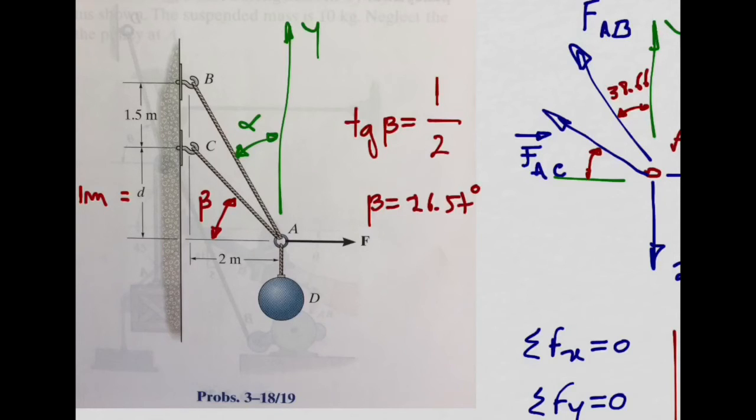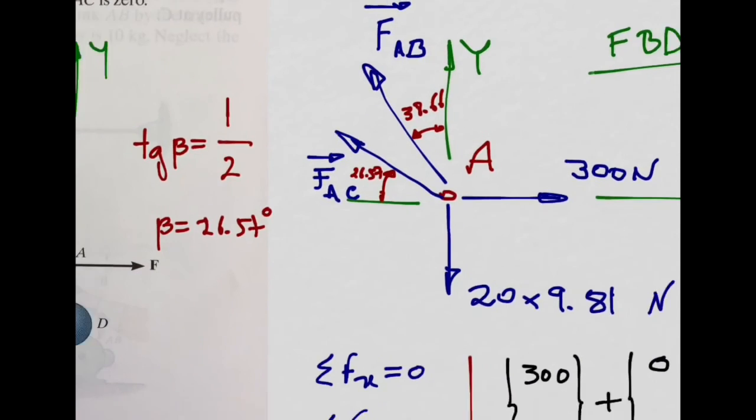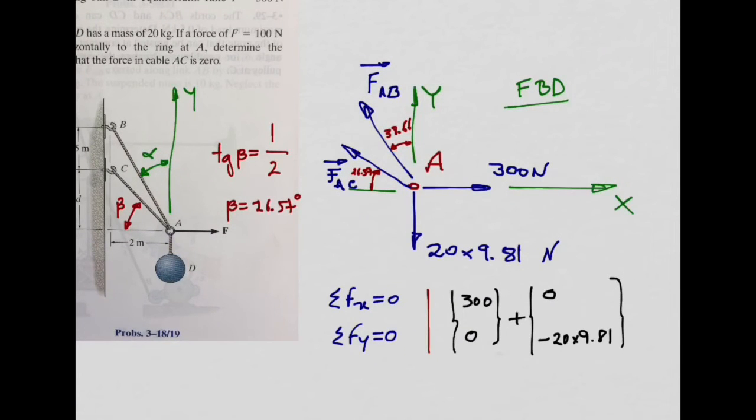26.57 degrees, which is this angle here. I can put 26.57, okay? All right? So I'm going to clean this a little bit. So delete this. Okay.